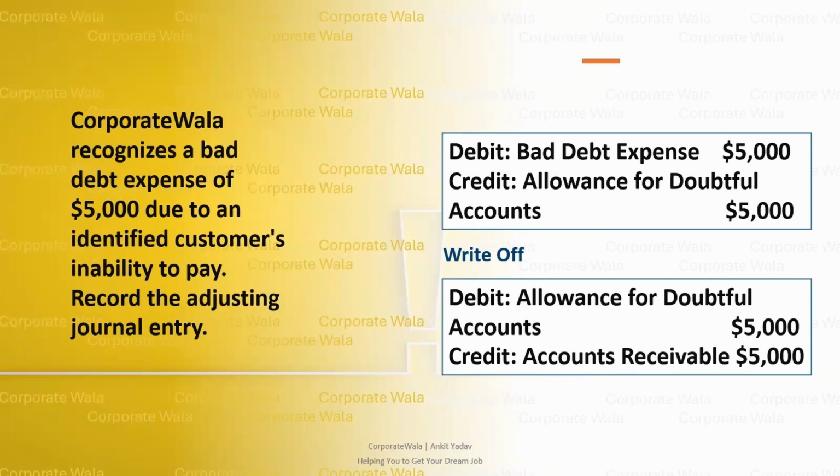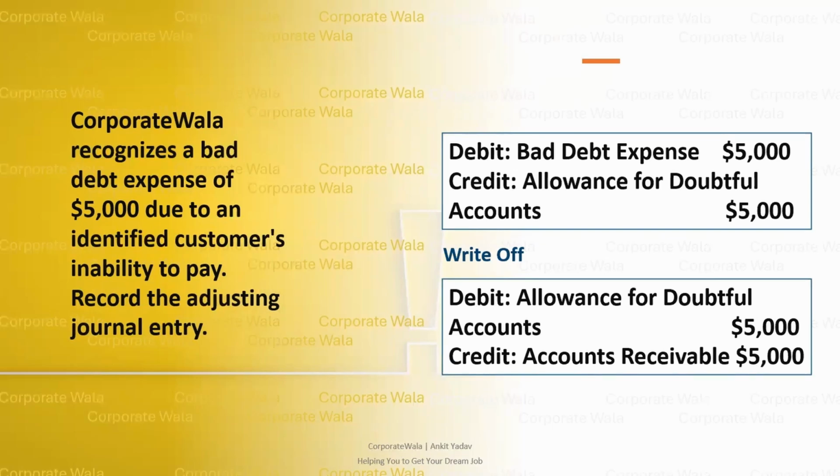Now, some of you might be thinking, can't we just book bad debts expense account debit to accounts receivable? So yes, you can book, because the ultimate effect of this will be the same. But in practical life, we follow this approach where we are also creating an allowances for doubtful debt account.